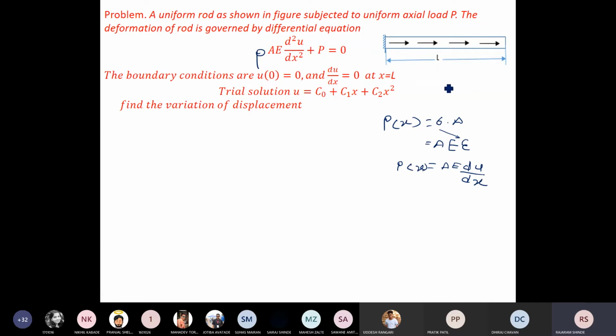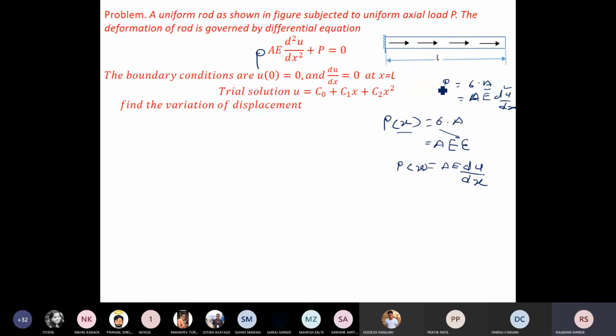You have the general equation for the force, that is P is equal to sigma into A. Now when P is constant, it is not necessary to write P(x). You will get it equal to sigma into A, where sigma is modulus of elasticity into strain, du by dx. Do you agree with this? Same thing I have done here.